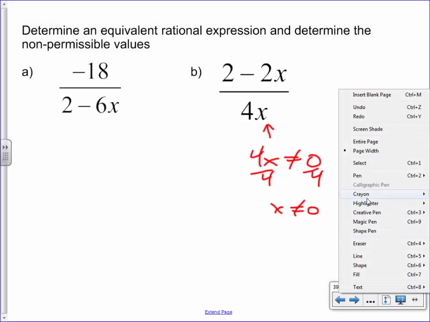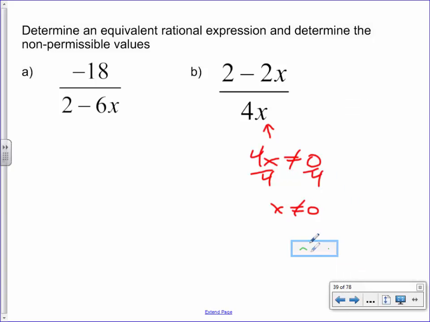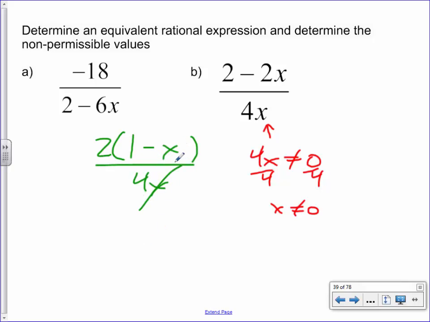Okay, more important part here. I'll go the other way this time. Let's see whether we can reduce this. The top has a 2 in common. So you could factor out the 2, and it would leave you with 1 minus x over 4x. And then you'd cancel the x's. No, you can't. Good, yeah, okay. You can't cancel those binomials.